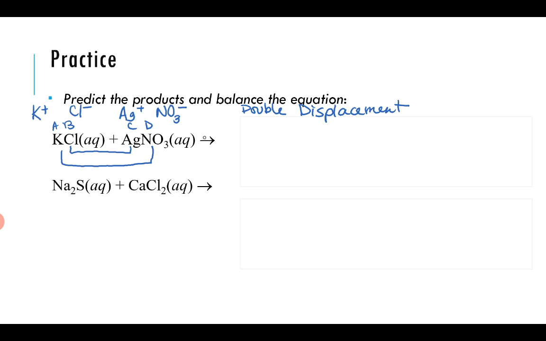And so with potassium bonding to nitrate, we have a +1 and a -1. So one of each is all that's needed. And silver bonding with chlorine, they're 1 plus and 1 minus. Now we can apply our solubility rules and identify our state symbols. And so silver chloride is a solid, and so this would be a precipitation reaction.